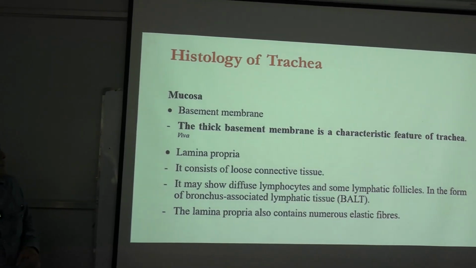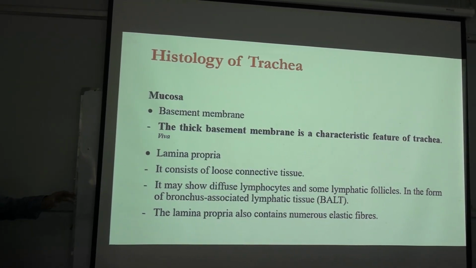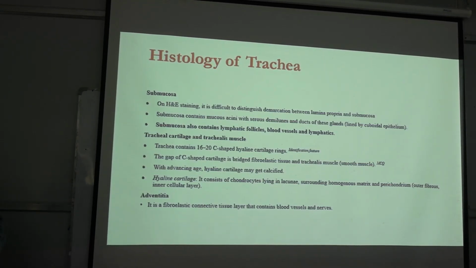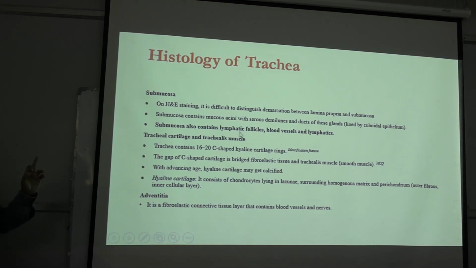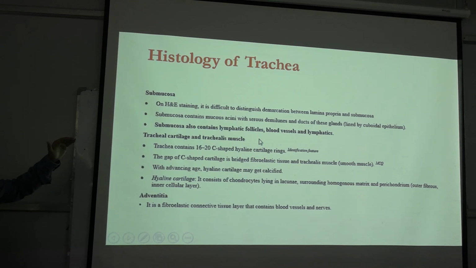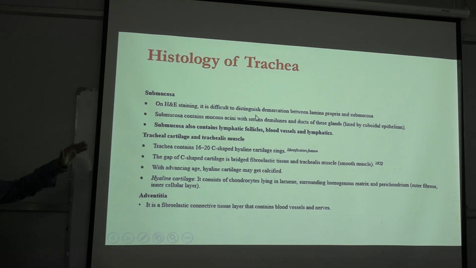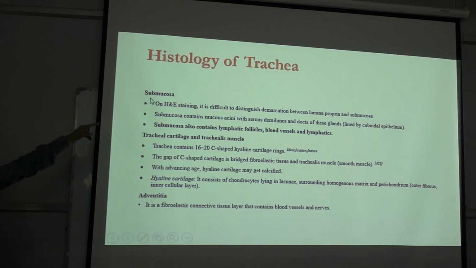Now, moving from this mucosa, the first layer, to the deeper layer, the submucosa. The submucosa is filled with blood vessels, lymphatics, and some spaces. This layer, lying deep to the mucosa, we call the submucosal layer. This submucosa is continuous with the lamina propria of the epithelium. Next, we have the third layer. After the mucosa, we have the layer we call the tracheal cartilage layer.